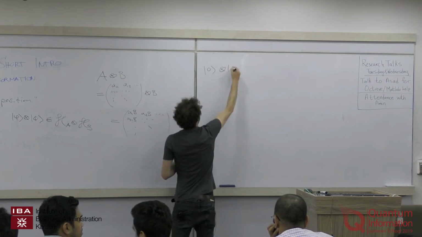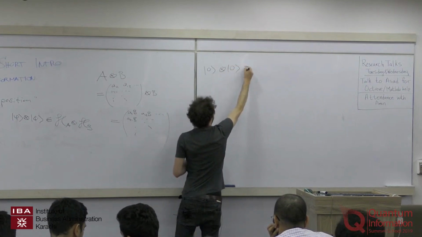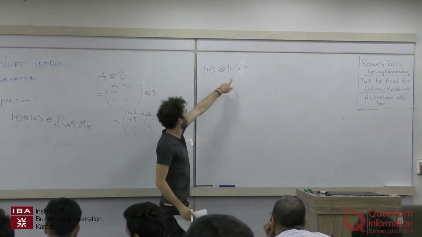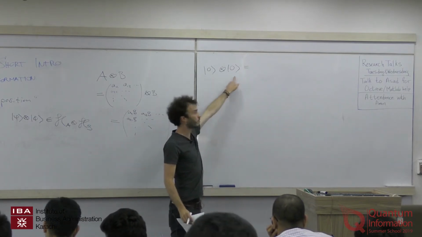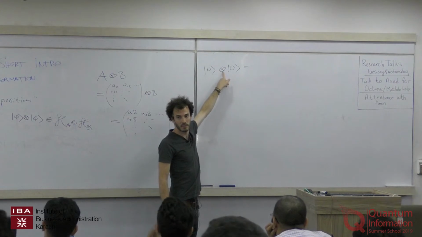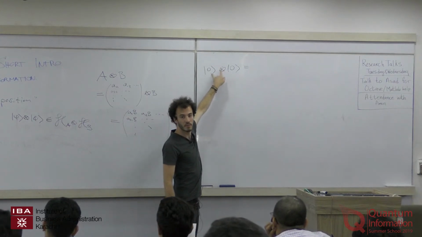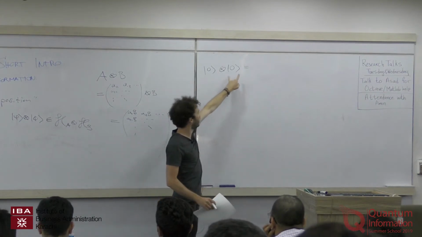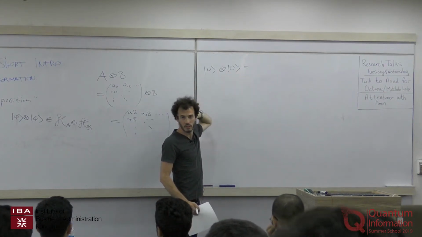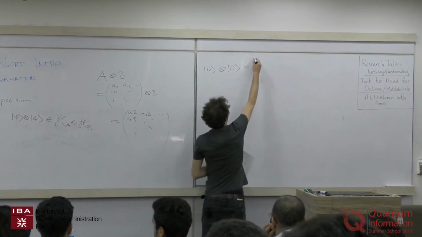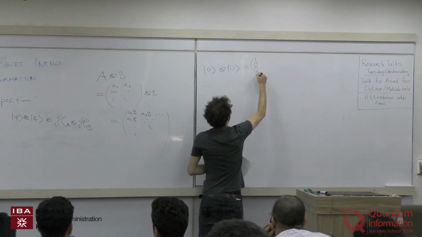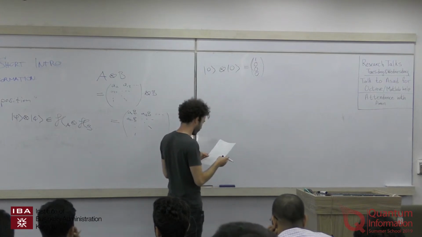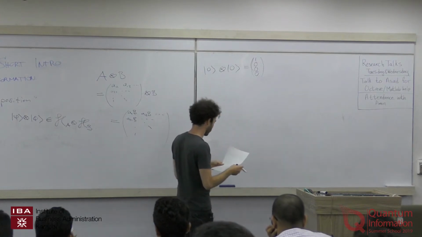the zero ket tensor the zero ket. What is this? So first of all, what is the dimension of the vector? Sorry? 4, yes. And the solution, the vector is? Yes. Okay.